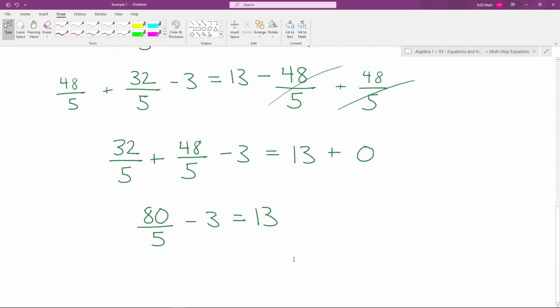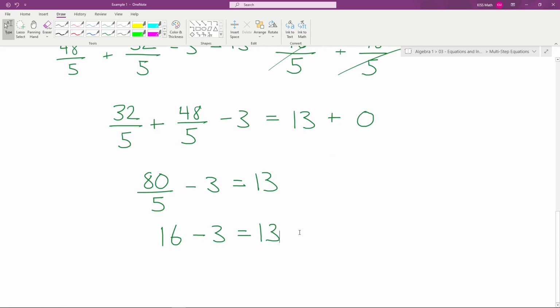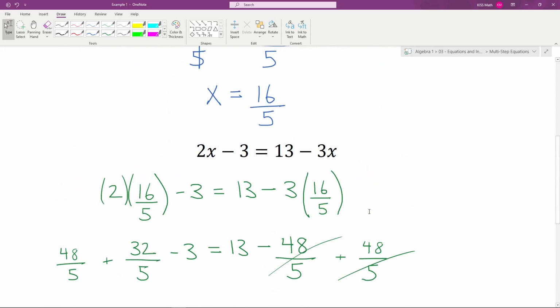And 80 over 5 happens to be 16 minus 3 equals 13. And so 16 minus 3 is 13, and that does equal 13. So our answer checks out, and we know that x equals 16 over 5. Remember, that's going to be our answer, not 13. So we go back up here, and we say, oops, that this is our final answer here.